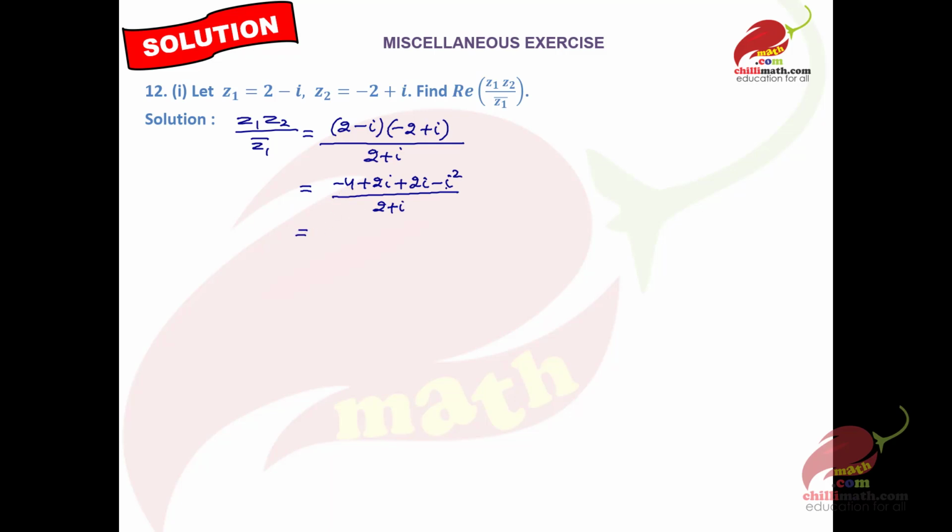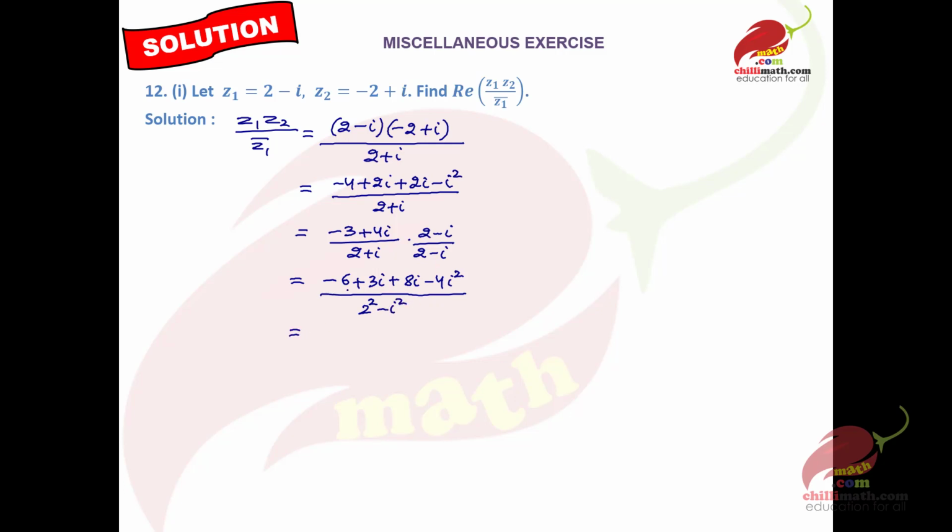Solving it, this is minus 4, this is minus of minus 1, that is plus 1, minus 4 plus 1 is minus 3. 2 iota plus 2 iota is 4 iota over 2 plus iota. Now to write in standard form, let us multiply and divide by its conjugate. Again on solving, this is minus 6 plus 3 iota plus 8 iota minus 4 iota square over a plus b into a minus b, that is a square minus b square.